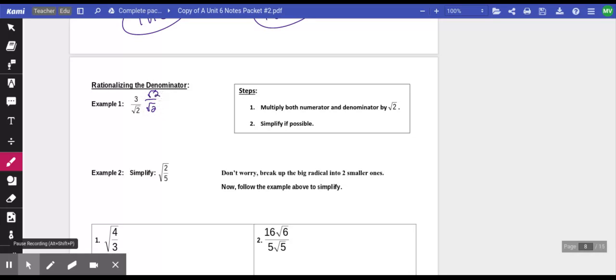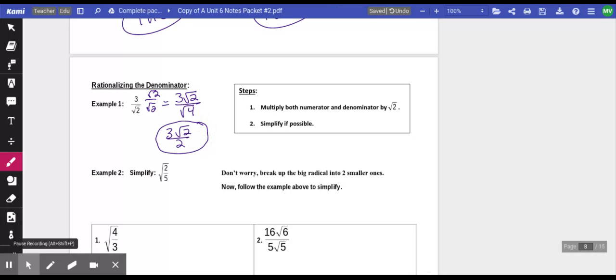I always have to multiply top and bottom because it's just like when I have fractions. So in the numerator, I get 3 radical 2 over the square root of 4, or 2, because remember, the square root of 2 times the square root of 2 equals 2. So my final answer is 3 radical 2 over 2.